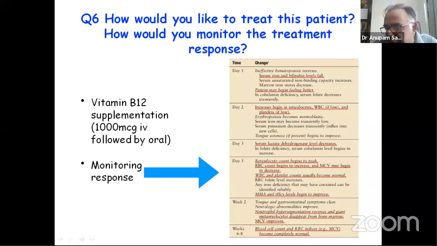My take on this is that when you have a dimorphic picture, always start with B12, see the response after 3 or 4 days, then add your folic acid and iron. Because if you do all the things in one go, your B12 will not get absorbed and you may end up with neurological signs because of B12 deficiency. As the hematopoiesis comes up, the B12 will be further depleted and it will lead to precipitation of neurological signs.